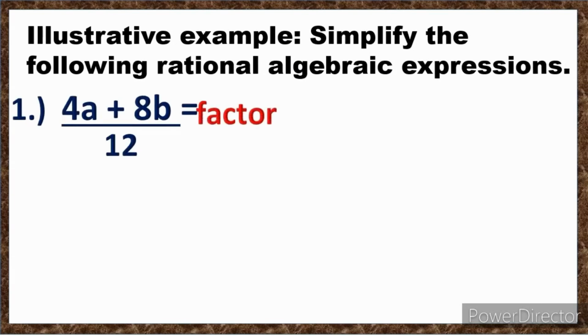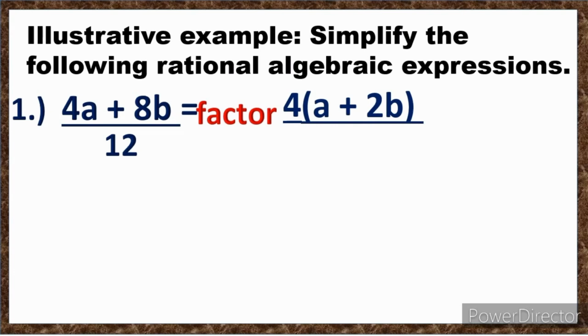The first step is to factor both the numerator and the denominator. The common factor of 4a and 8b is 4, so we factor out 4. Then 4a divided by 4 is equal to a, and 8b divided by 4 is equal to 2b. We apply the greatest common monomial factor.